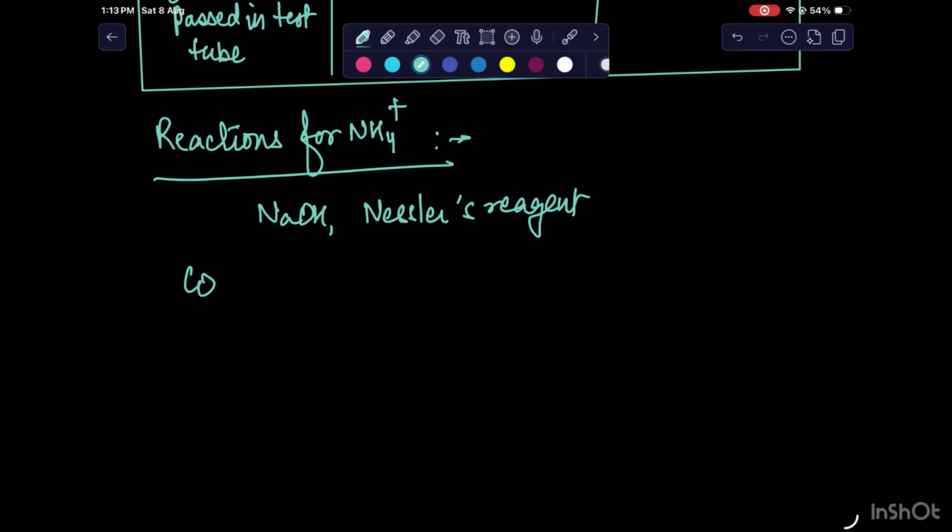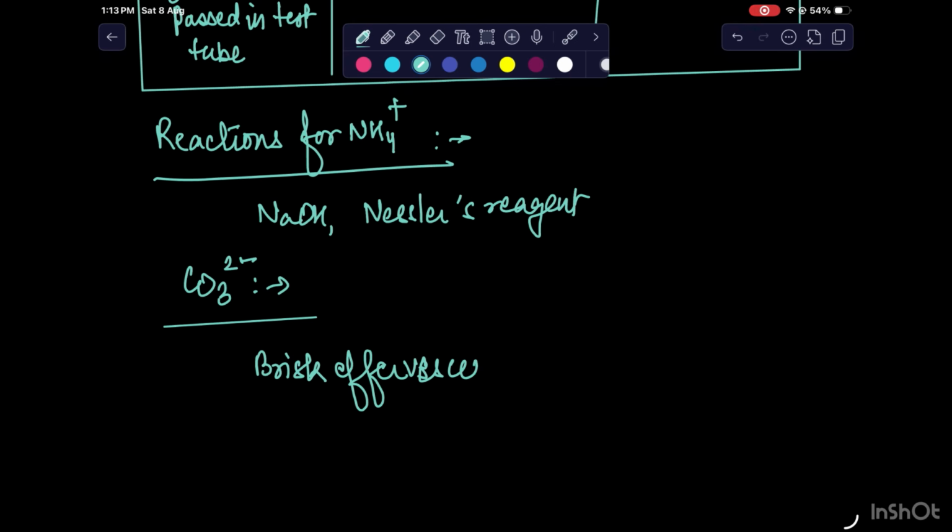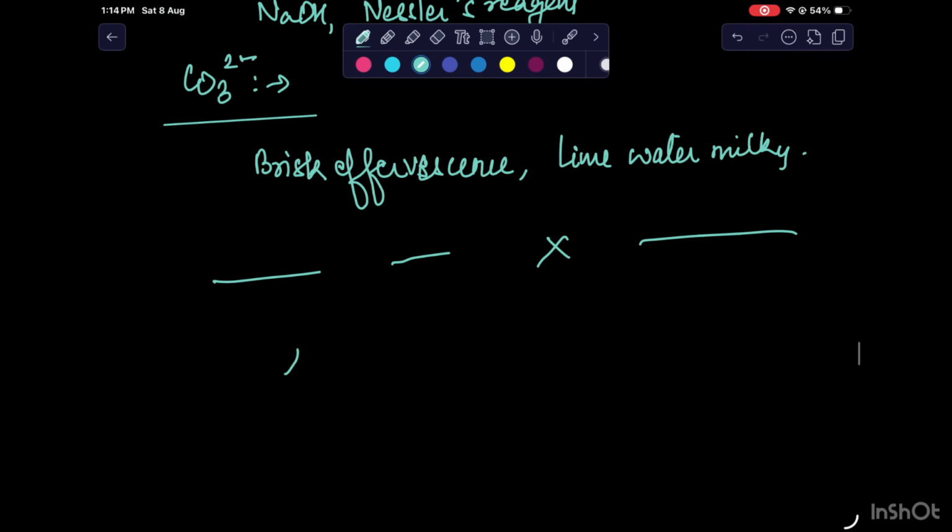Suppose lead has come in your salt, so you did the ammonium test, but the ammonium test came negative, so you have to write it in the table that no smell of ammonia is observed, but you don't need to write the reactions here. Okay.